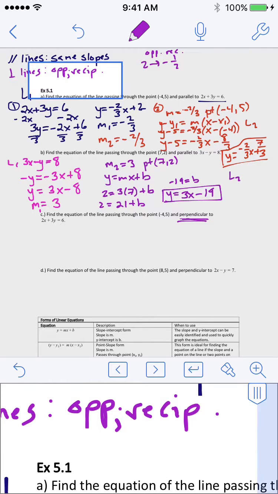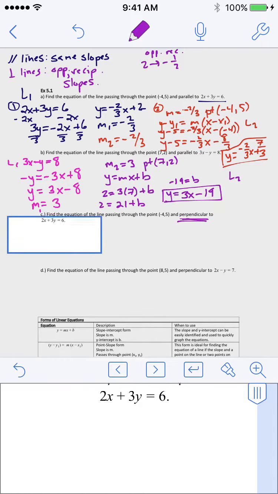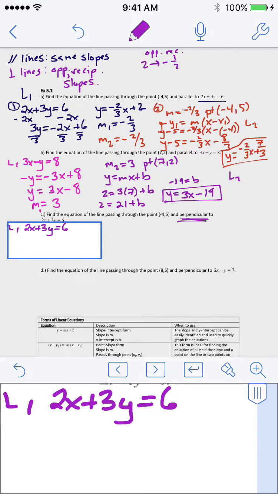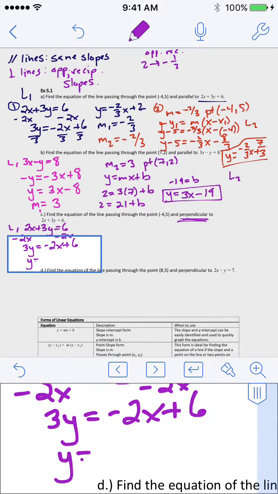So since, again, we're dealing with slopes, opposite reciprocal slopes, we should put that note down. Since we're still dealing with slopes, we need to find the slope of this first line. Well, we already did, but let's do it again just for practice. So line 1 is 2x plus 3y equals 6. We can subtract 2x from both sides and get 3y equals negative 2x plus 6. And then divide by 3, we get y equals negative 2/3 x plus 2.